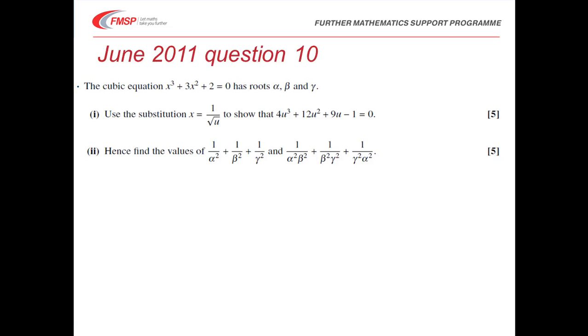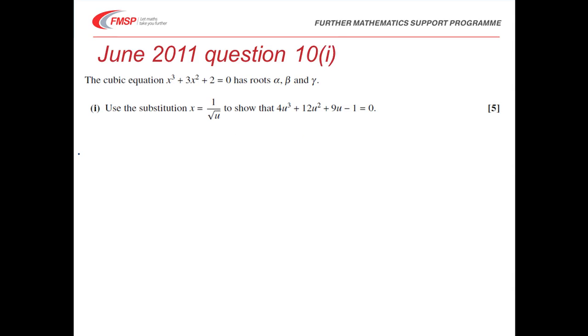It says the cubic equation x cubed plus 3x squared plus 2 has roots alpha, beta and gamma. We've got to use the substitution x equals 1 over root u to show that 4u cubed plus 12u squared plus 9u minus 1 is equal to 0. And then in part 2 it says, hence find the values of 1 over alpha squared plus 1 over beta squared plus 1 over gamma squared, and 1 over alpha squared beta squared plus 1 over beta squared gamma squared plus 1 over gamma squared alpha squared. So 10 marks for the question, 5 marks for each part.